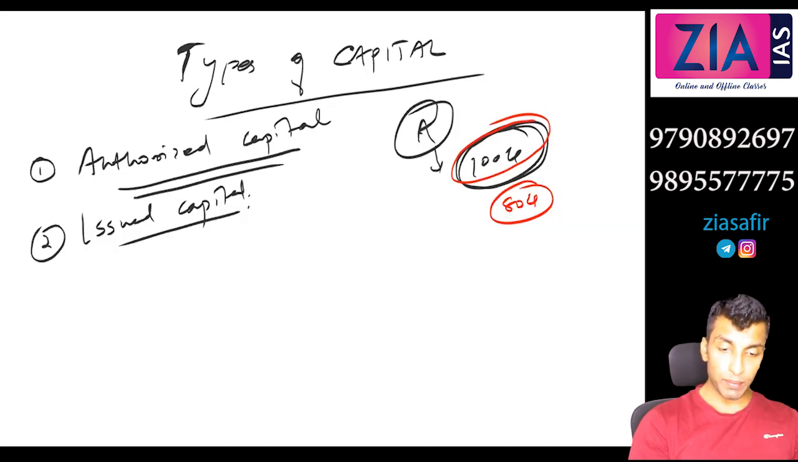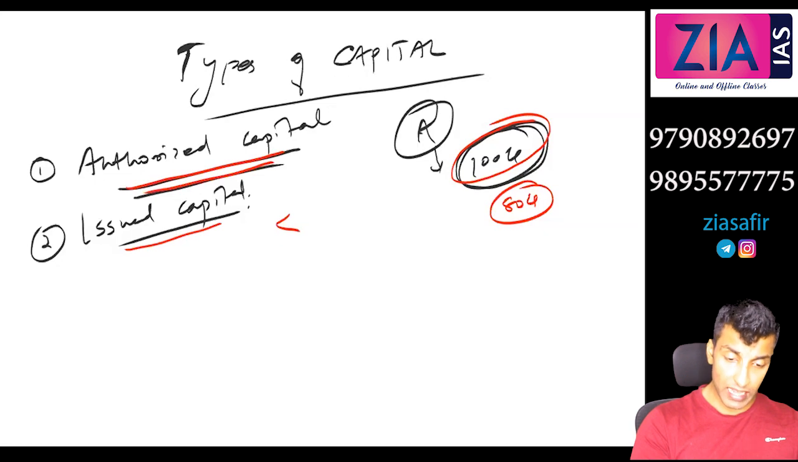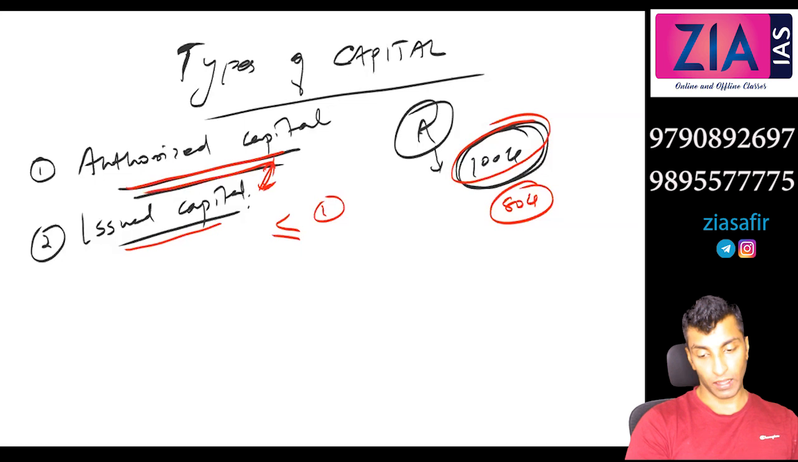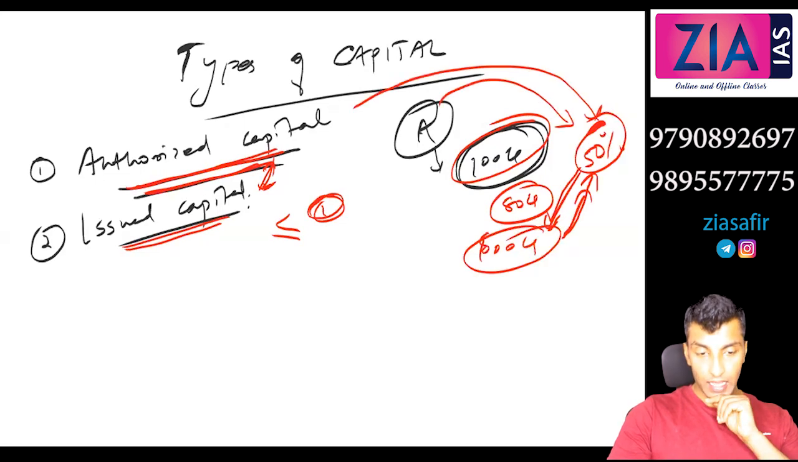So will it be more than authorized capital? Can issued capital be more than authorized capital? No, sir. It will be always less than or at the maximum equal to it, right? Can both be the same? Is it possible? No, sir. Why not? You are allowed to raise this much capital, and you can raise that much capital. What is the problem? You can issue that much also. Yes, sir.